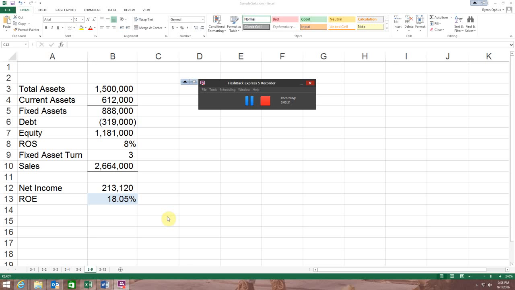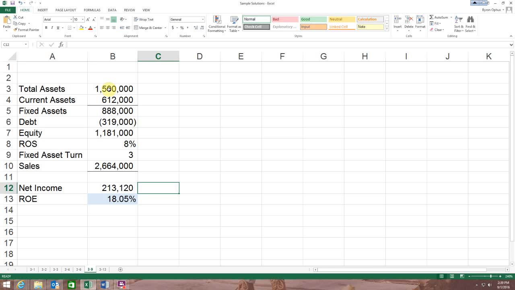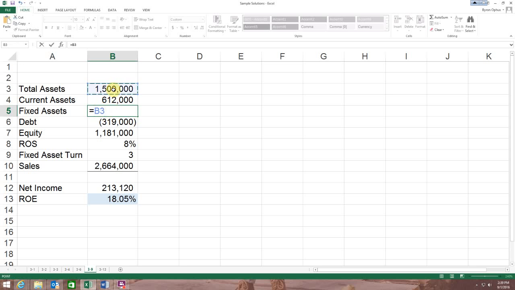So again, they're just trying to mess us up a little bit and make us do some calculating. Total assets are made up of both current assets and fixed assets. Two main things. So if it gives us total assets, which is 1.5 million, and current assets, then to find the fixed assets, it's equal to total assets minus current assets. Then it says that it turns over its fixed assets 3 times a year.